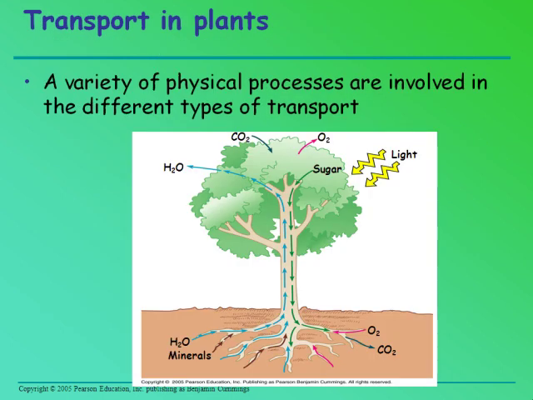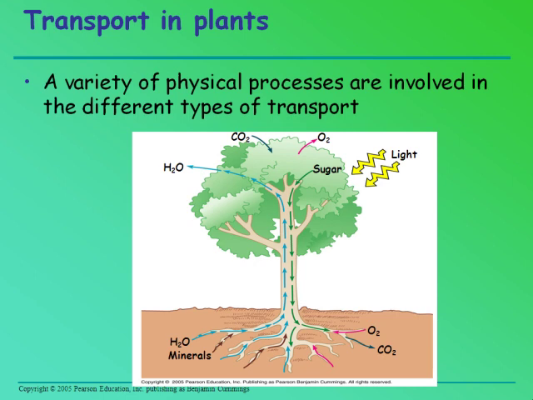So transport in plants, a variety of physical processes are involved in the different types of transport. So here, water leaving through the stomata, this is transpiration. Loss of water from leaves creates a force within leaves that pulls the xylem upward. Okay? So this is water and minerals in the soil are absorbed by roots. Water and minerals are transported upward from the roots to the shoots as xylem sap and then out through transpiration.